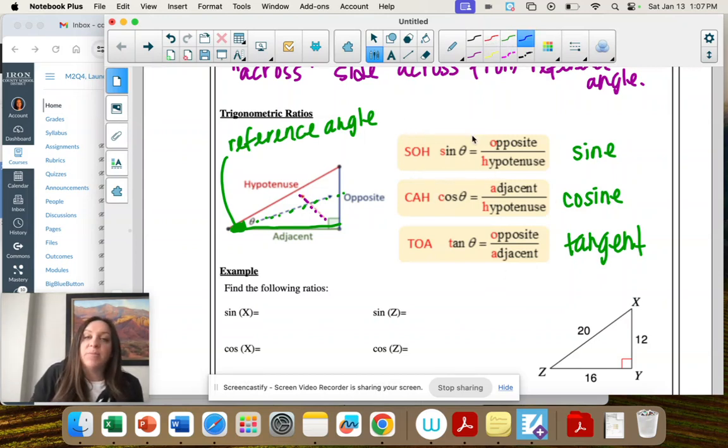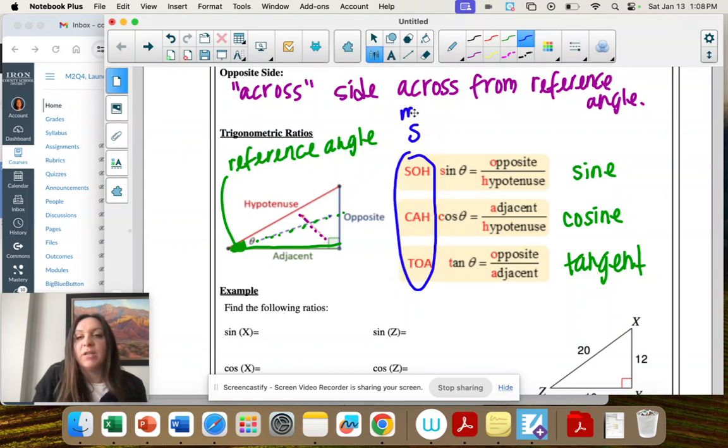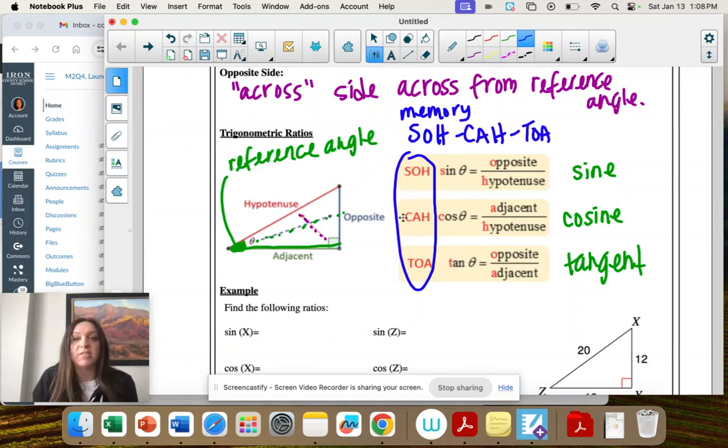So a way to remember sine, cosine, tangent is this part. This is just a memory thing. We say SOHCAHTOA. It's just a way to remember that the sine is the ratio of the opposite and the hypotenuse. And that cosine is just the ratio of the adjacent over hypotenuse. And tangent is just the ratio of opposite over adjacent.